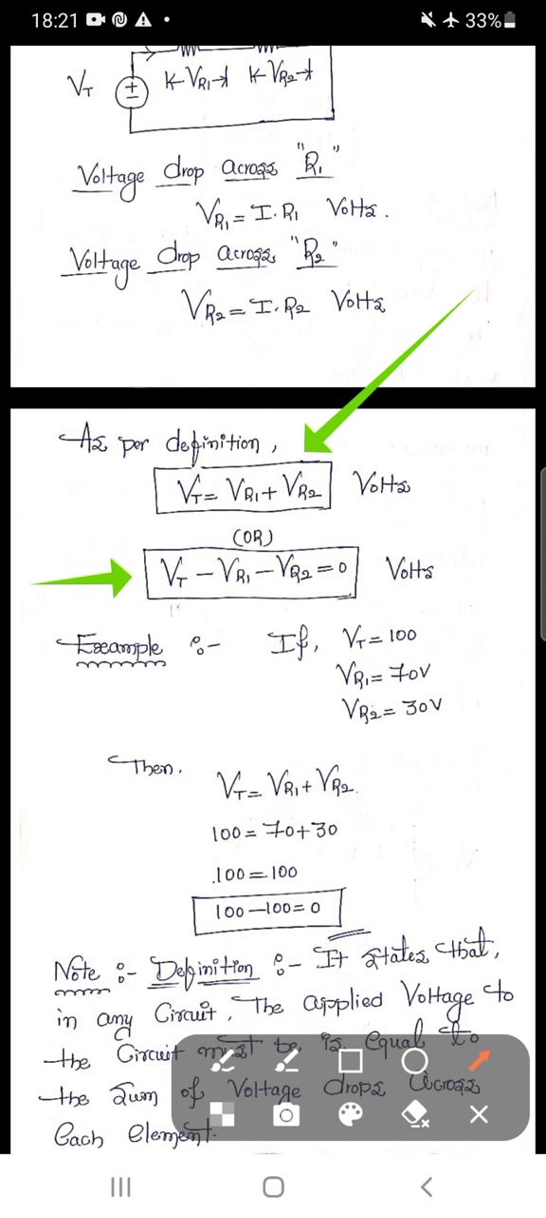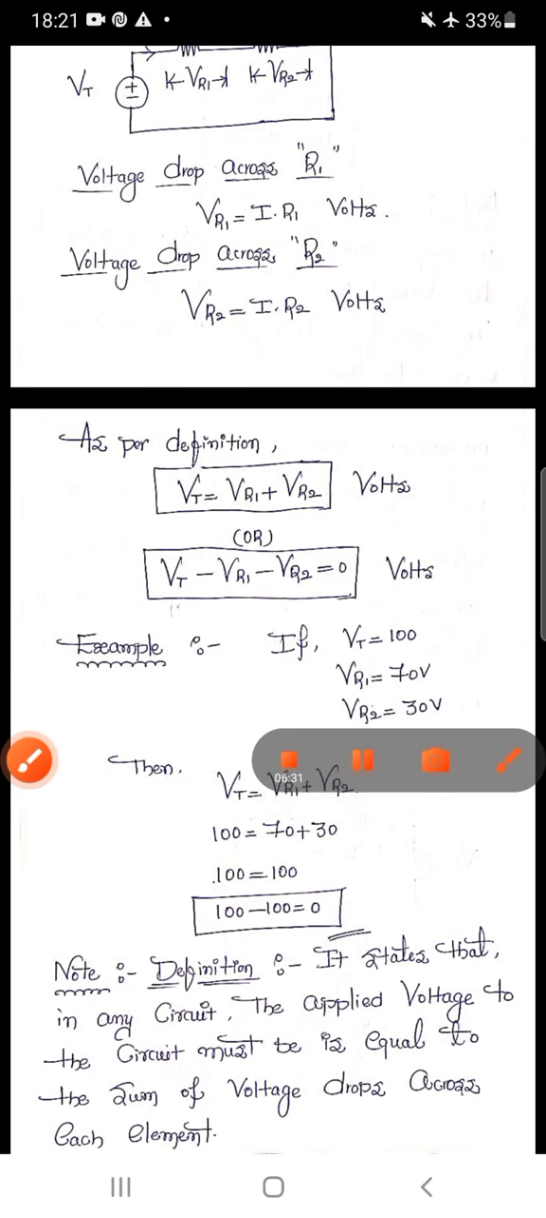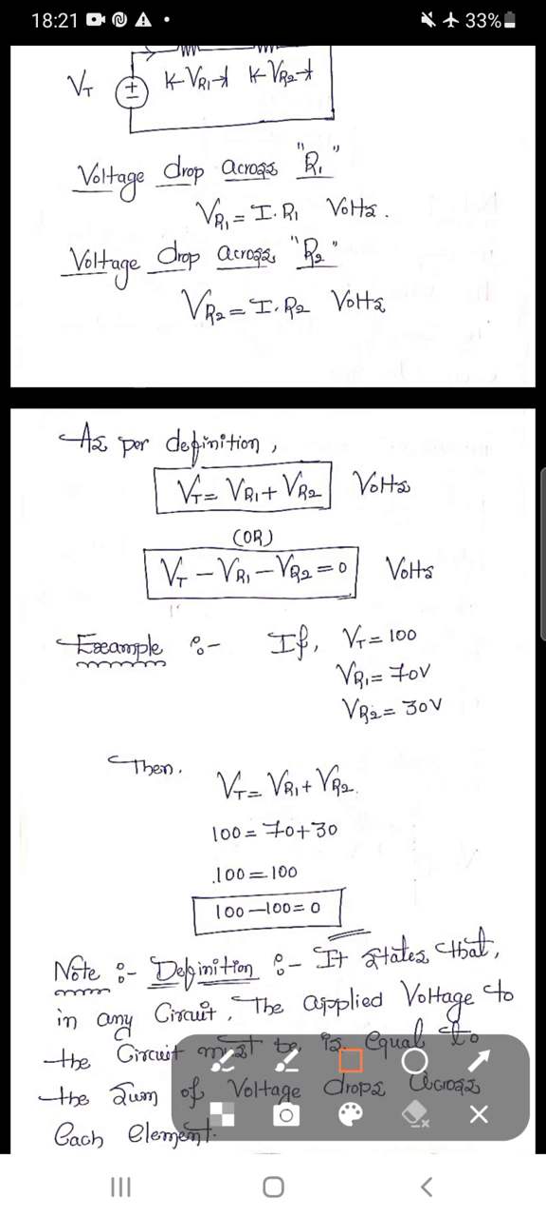Okay, so that is the reason why. This expression we are writing with the help of this expression only. So that is the reason why we are writing here Vt minus Vr1 minus Vr2 is equal to 0. Okay, so just see here the difference between these two expressions. This expression represents applied voltage is equal to sum of voltage drop across individual elements.